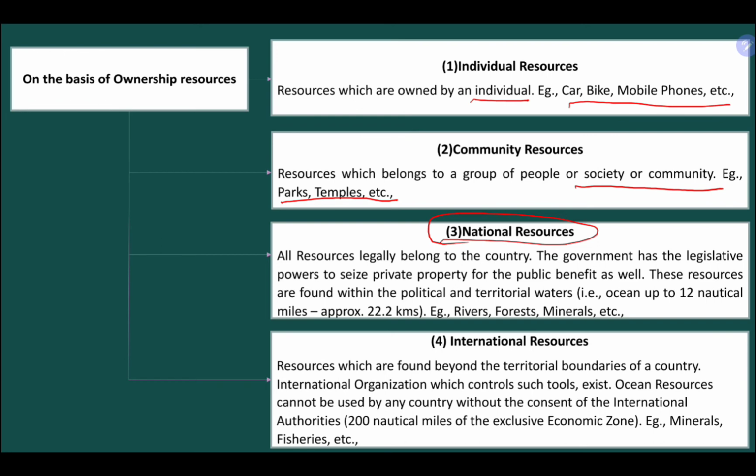Also, in general, the ocean. We have the Indian Ocean, then the Arabian Sea, like that. In that ocean, the area nearby our territory, the first 12 nautical miles may be considered a national resource. The first 12 nautical miles is approximately 22.2 kilometers. Examples of national resources may be rivers, forests, minerals, etc.